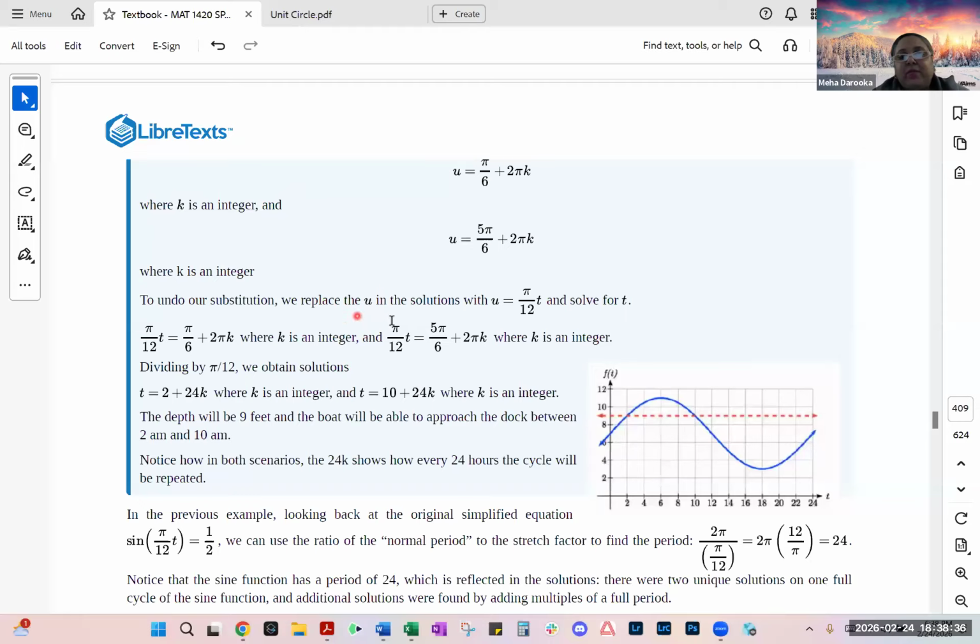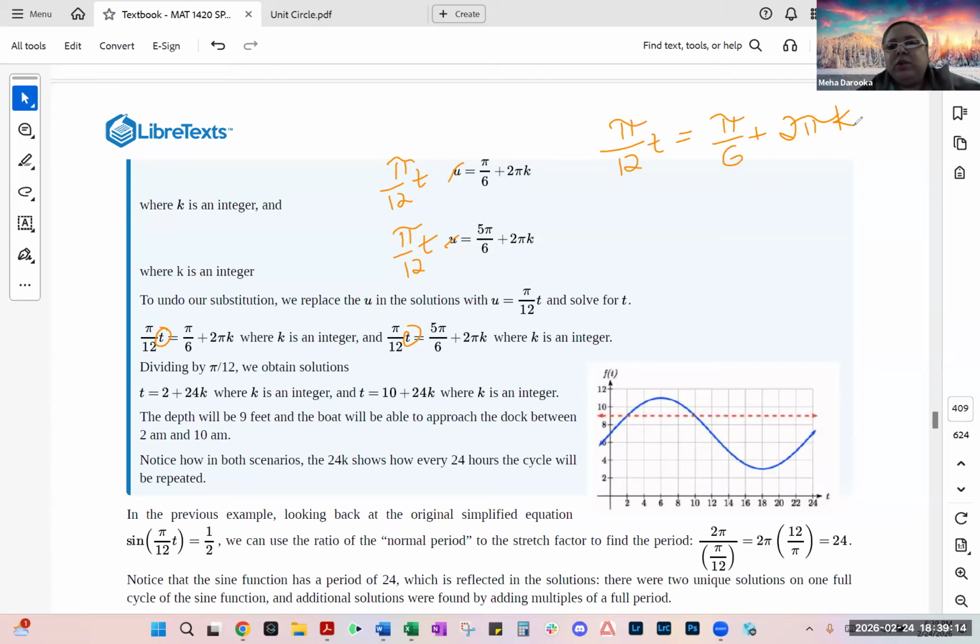Now we say, okay, we know u stands for pi over 12 times t. Now we want to figure out what t is going to be. So in both of these equations, guys, we replace the u with pi over 12t, and then basically we want to get the t by itself. It looks like they kind of just skipped over that. It's not hard to get that math, but I just want to show you how to get there.